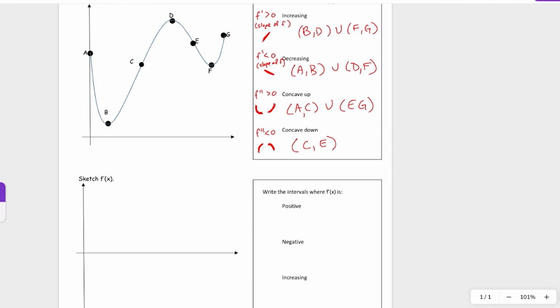First of all, where is F prime positive? Without even sketching the graph, based on what I know already about F, in what interval should F prime be positive? Where f of x is increasing, right? And so when is that happening here? Between B and D.